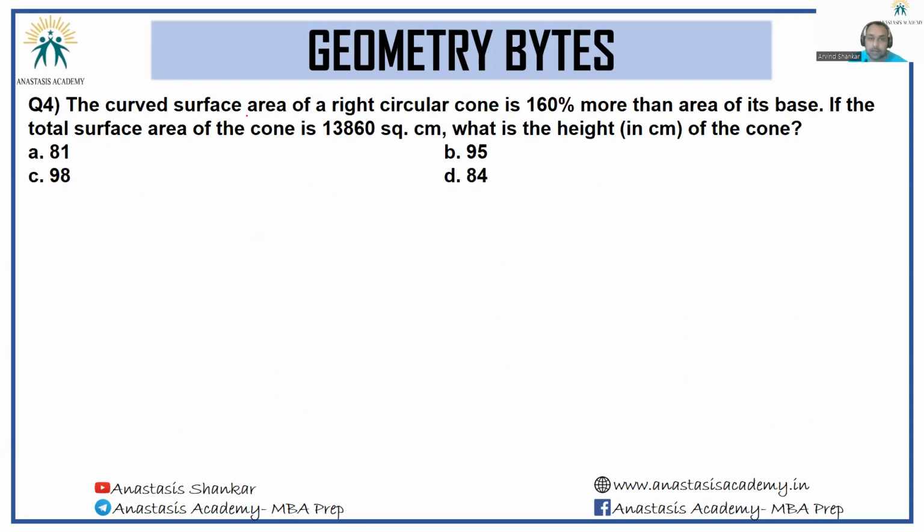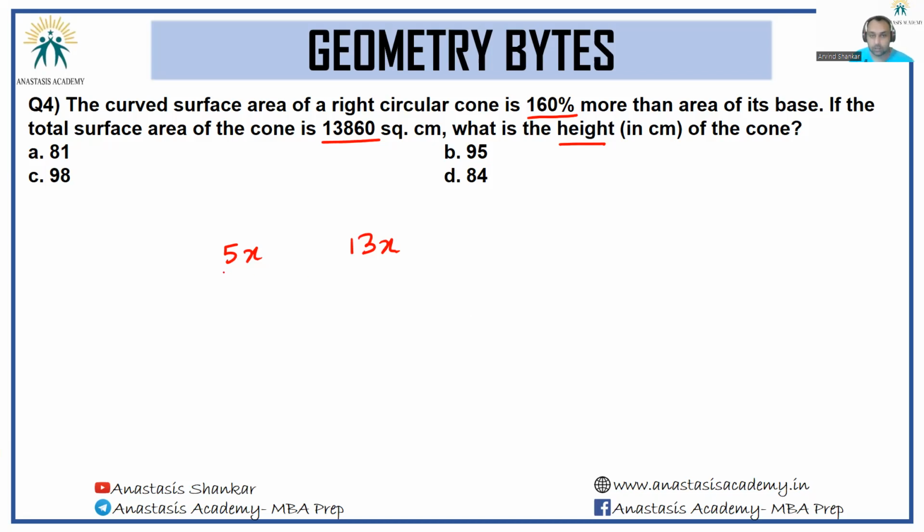The curved surface area of a right circular cone is 160% more than the area of its base. So let's say area of its base was 5x. The curved surface area should be 13x. 160% more means 5x plus 8x. If the total surface area of the cone is 13860, what is the height in centimeter of the cone?